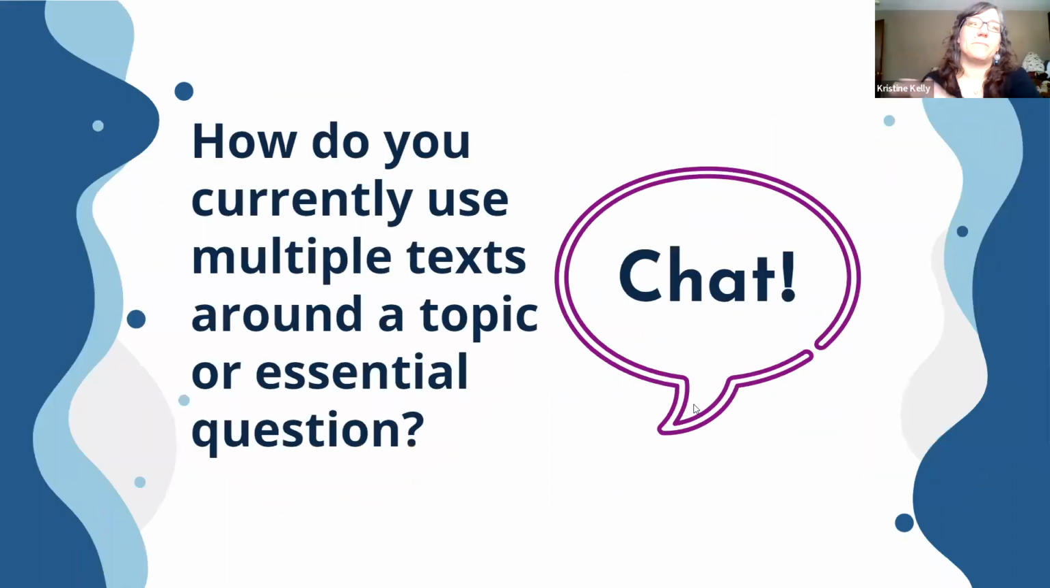So text sets. Do any of you use multiple texts around a topic or an essential question? I'm going to kind of blend this together. If you've built around an essential question or a big chunky question or topic recently, please go put that in the chat box. And if you've used multiple texts, multiple means more than one. And when I say that, I could mean maybe a passage, and you combine it with a video, or you combine it with some images, or just text, more than one text.